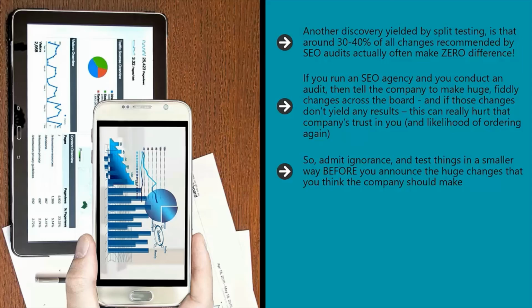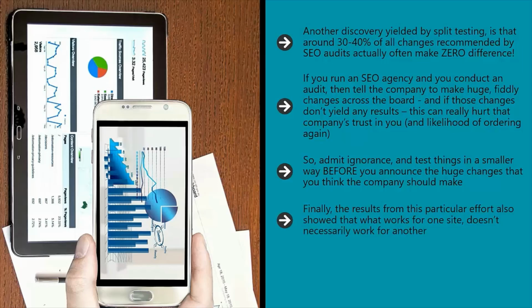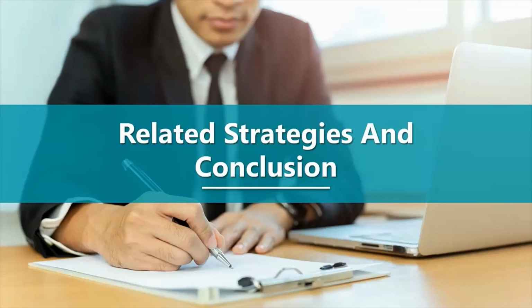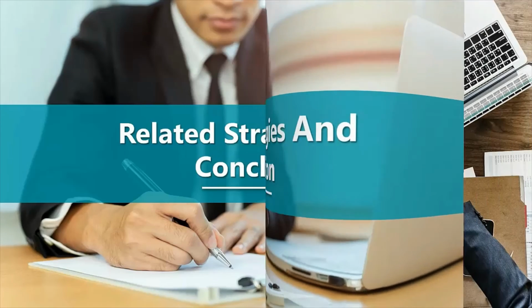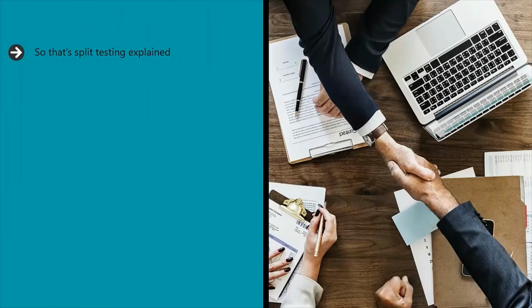So, admit ignorance and test things in a smaller way before you announce the huge changes that you think the company should make. Finally, the results from this particular effort also showed that what works for one site doesn't necessarily work for another. This could be impacted by everything from industry to competition to writing style. But it also means that running a split test once and forgetting all about it may not be enough. You need to test your strategy every time before you roll it out across the board. Related strategies and conclusion. So that's split testing explained. But really, you shouldn't think of this as a discrete tool that you sometimes use.